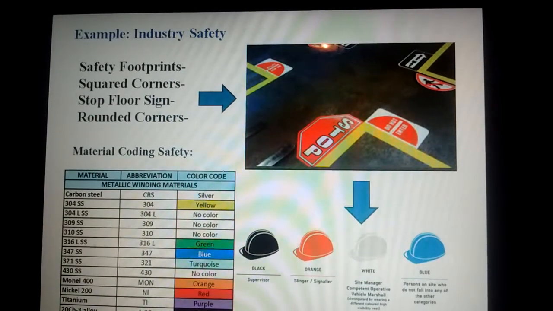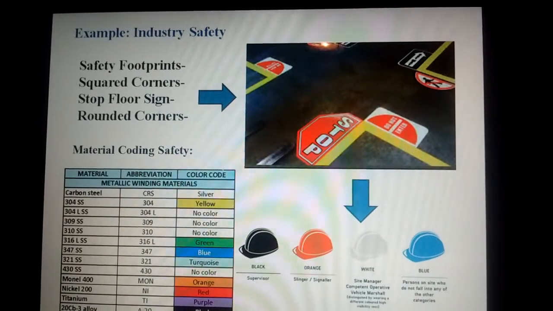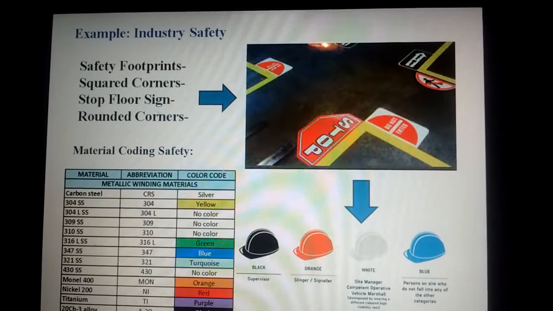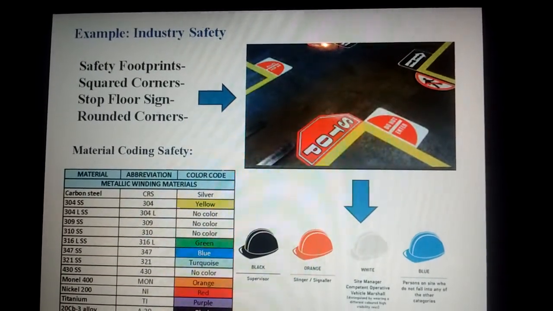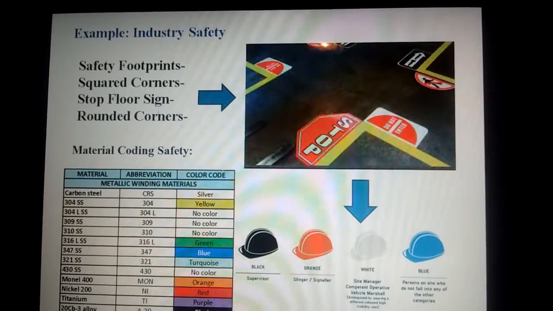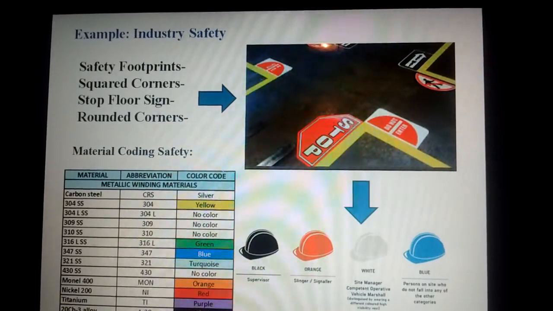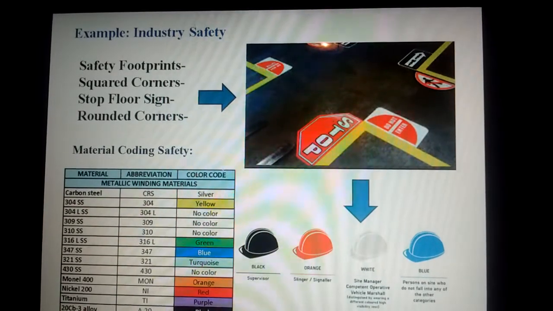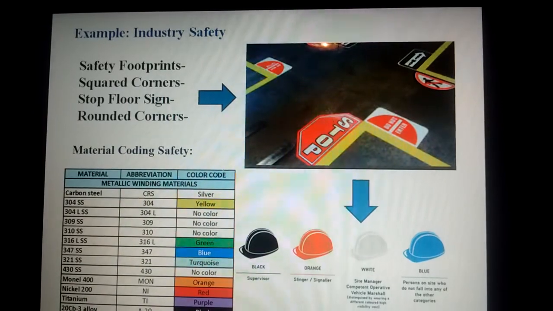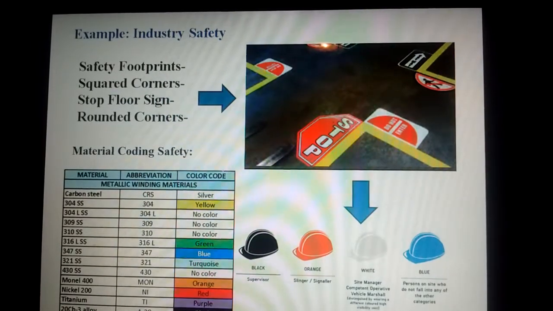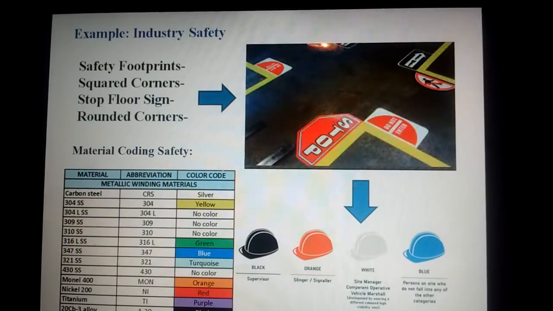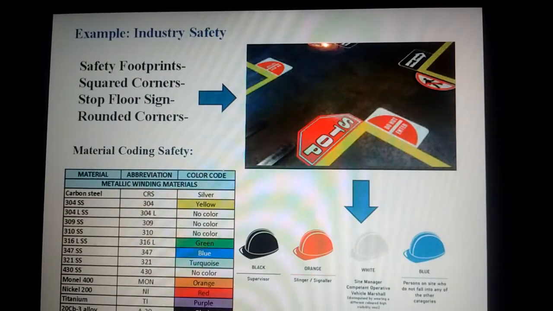The safety footprints. The footprint-shaped floor graphics are a great way to show people which way they should be walking. So it is a safety measure for those people. Then square corners. Whenever there is a corner along a warehouse, aisles or other area, make sure it is properly marked so people know to watch out for moving vehicles or other hazards.